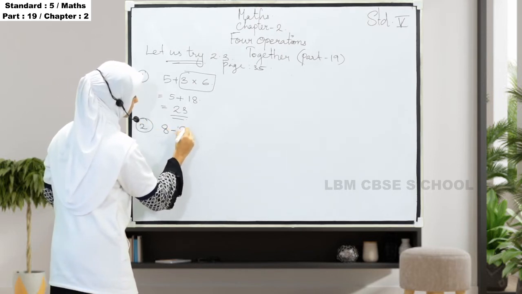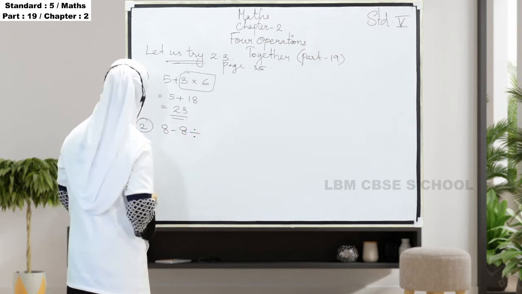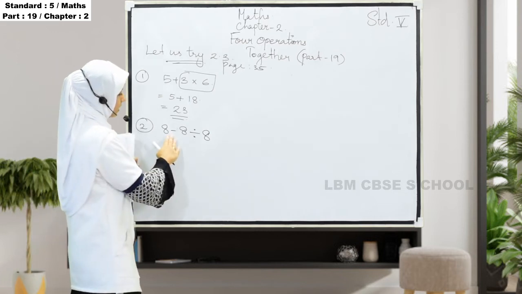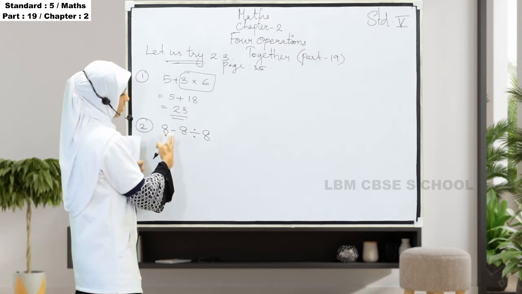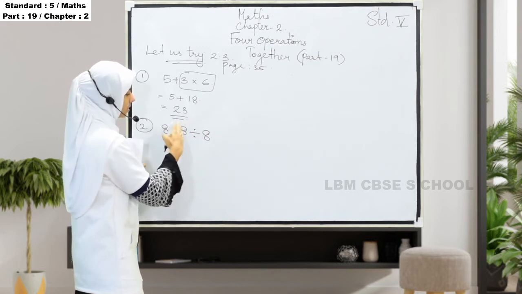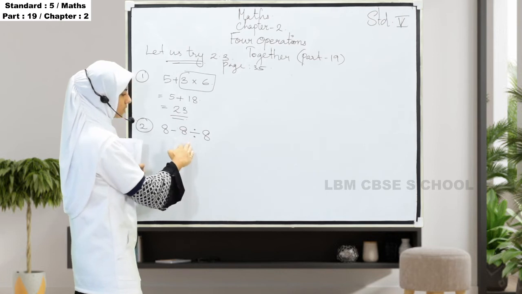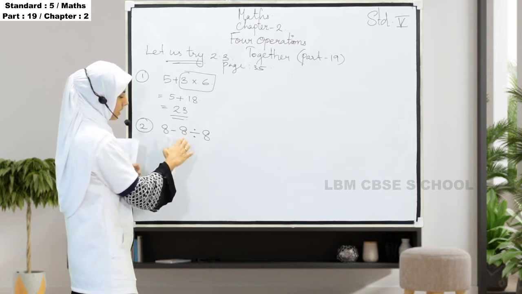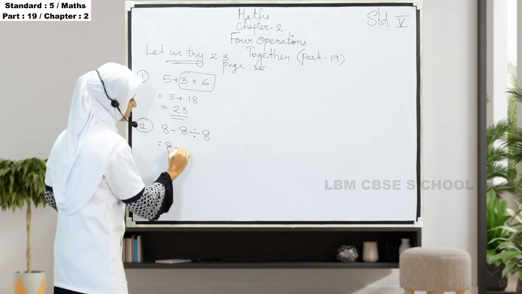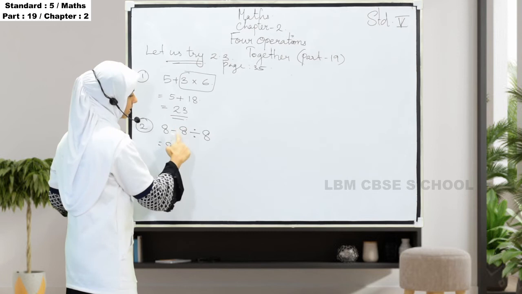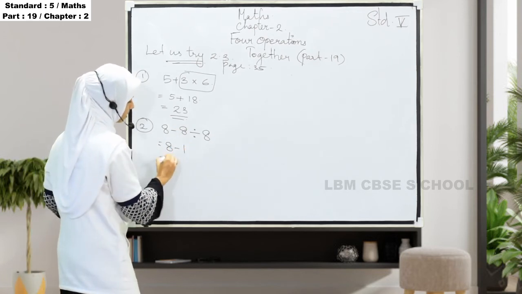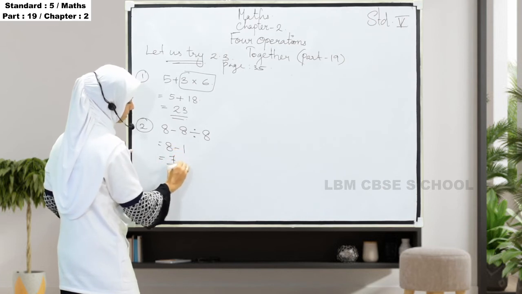8 minus 8 divided by 8. Okay. Look here, here are again two operations, that is subtraction and division. So first we have to do the division. First we have to find the quotient of these two numbers. Then that number we have to subtract from 8. So the step is like this: 8 minus, we know that when we divide a number by the same number, we will get the answer 1. Okay, 8 minus 1 is 7.